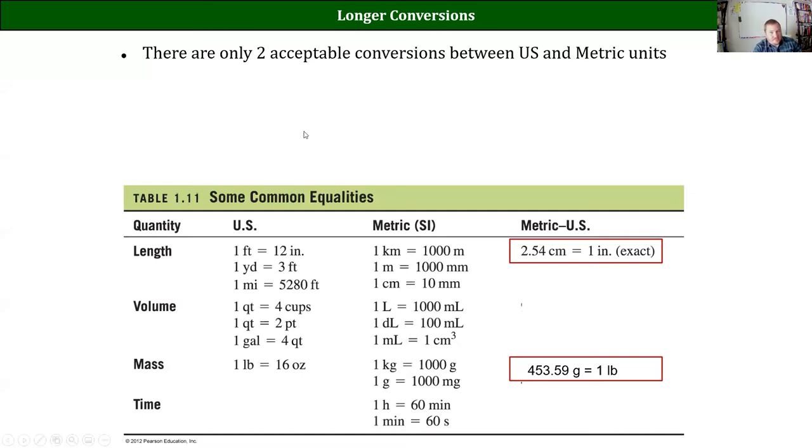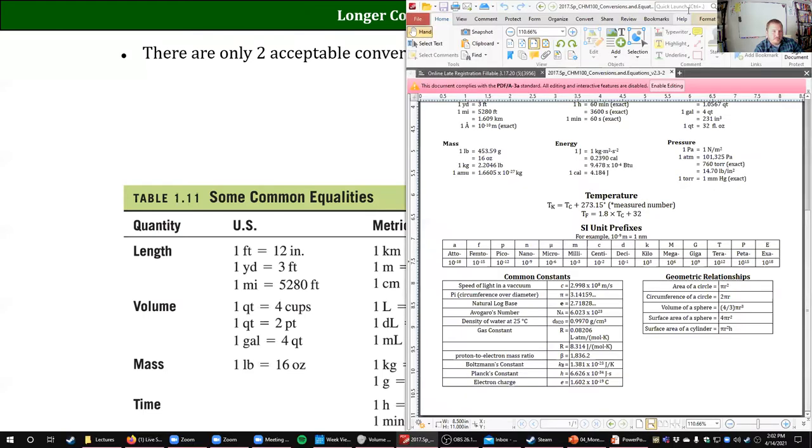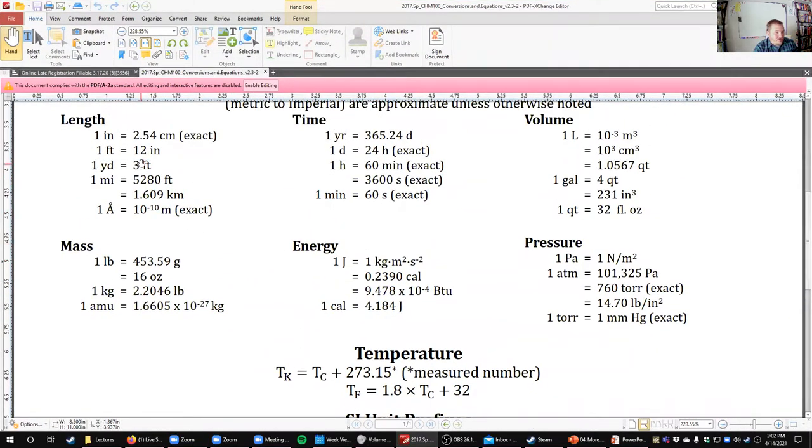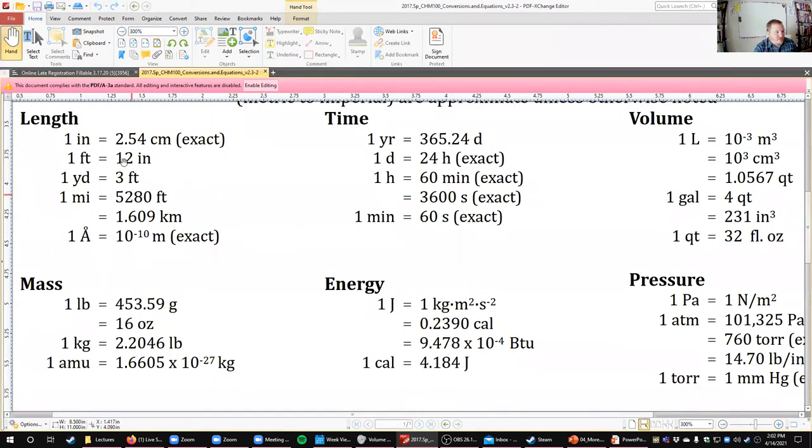This is just a slide that's basically reiterating that there's a bunch of conversions between US or between British and metric units on the conversion sheet. Most of them are not exact, though. In fact, the only one that's exact technically is this centimeters to inches, right? So when you're using any of these other metric to British conversions, make sure that you know they're approximate, meaning that that affects your sig figs at the end.